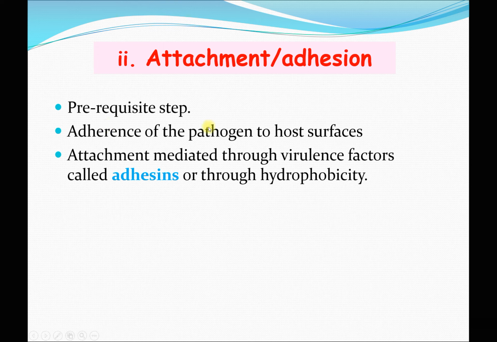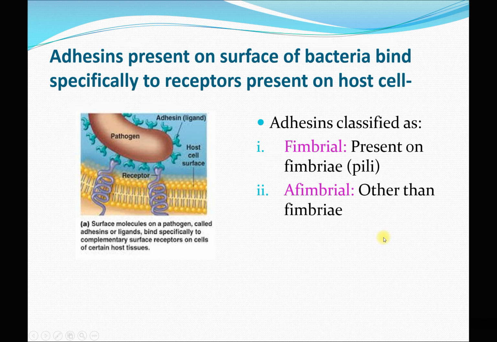For this, the pathogens have virulence factors. These virulence factors are called adhesins, or the pathogen can also attach through hydrophobicity. The adhesins are present on the surface of the pathogen. Here we are considering the pathogen to be bacteria. Because of this adhesin, the pathogen binds to the receptors. The receptors are present on the surface of the host cell.